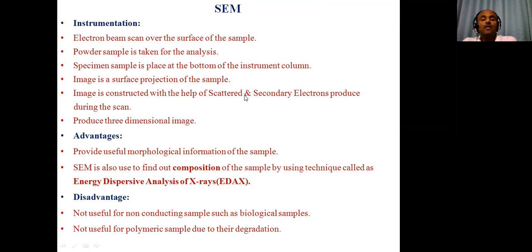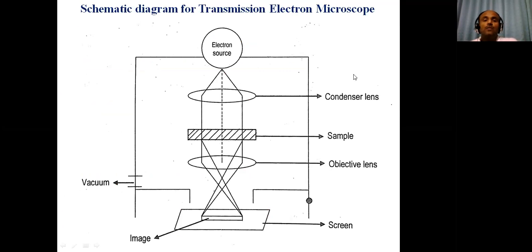The image is constructed with the help of scattered and secondary electrons produced during the scan, and it produces a three-dimensional image of the sample. What are the advantages? It provides useful morphological information of the sample. It is also used to find out the composition of the sample by using a technique called energy dispersive analysis of X-ray, that is EDAX. What are the disadvantages? It is not useful for non-conducting samples such as biological samples, and it is not useful for polymeric samples due to their degradation.